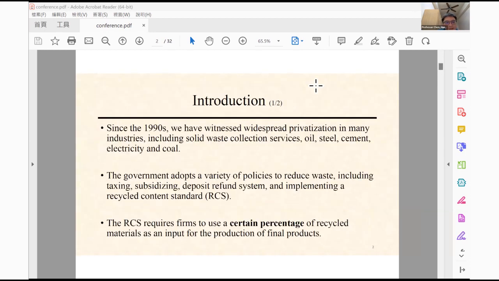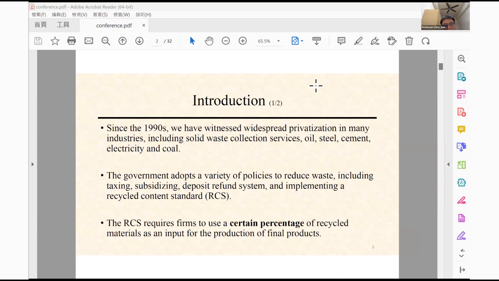Introduction. Since the 1990s, we have witnessed widespread privatization in many industries, including solid waste collection services, oil, steel, cement, electricity, and coal. The government usually adopts a variety of policies to reduce waste, including taxing, subsidizing, deposit-refund systems, and implementation of recycled content standards.